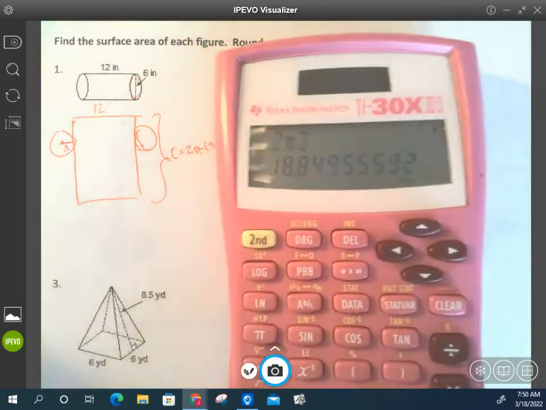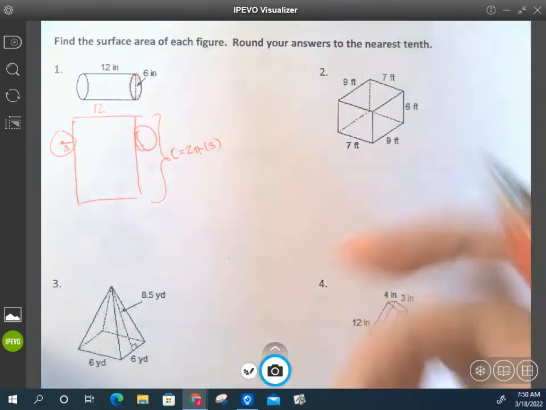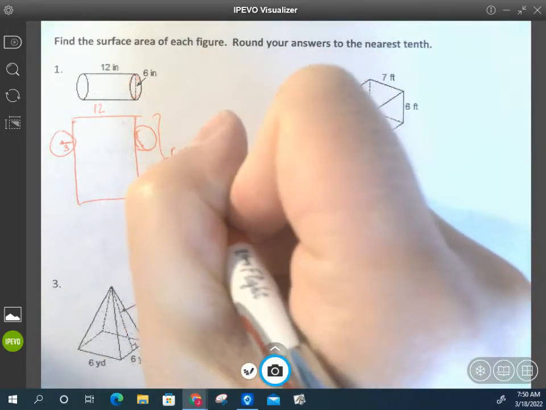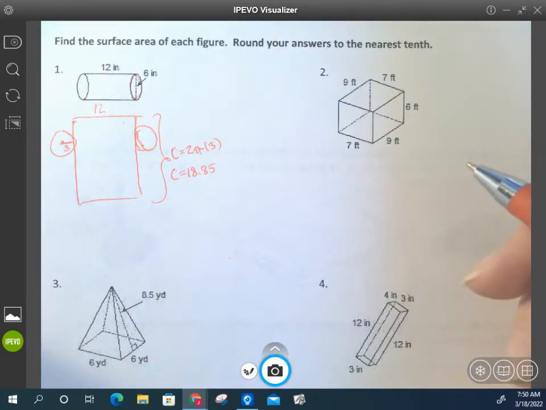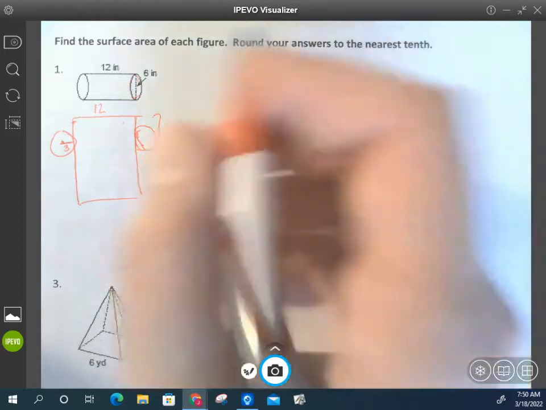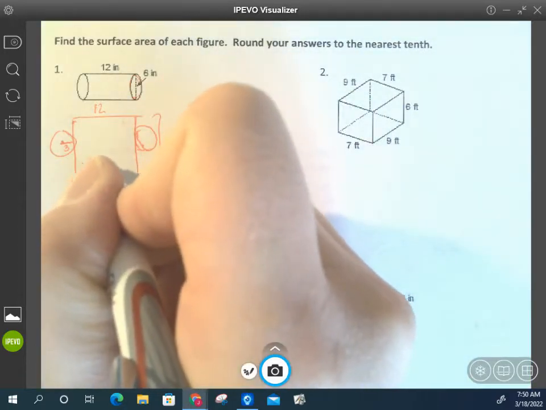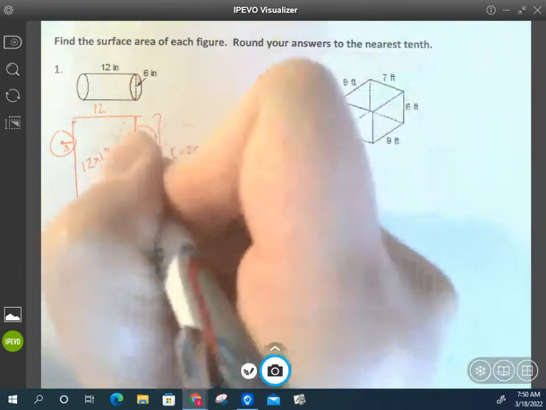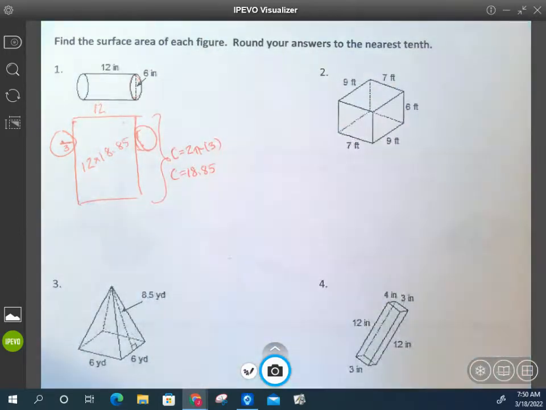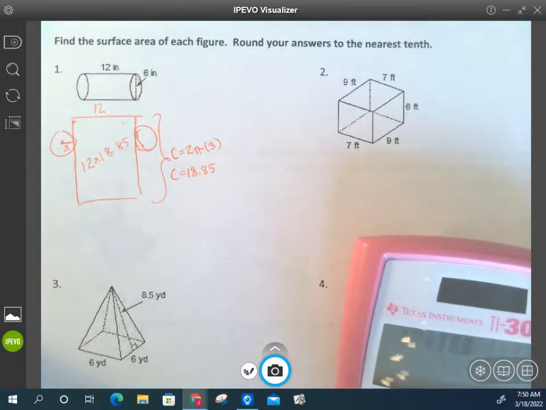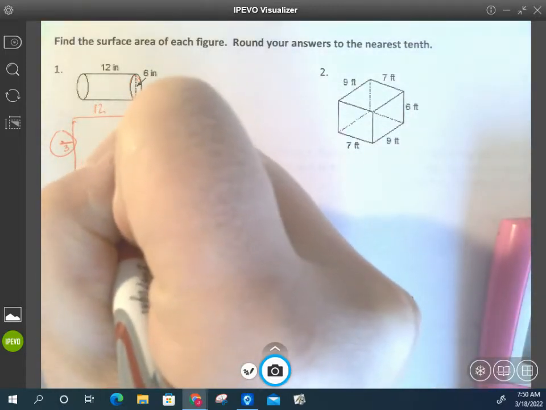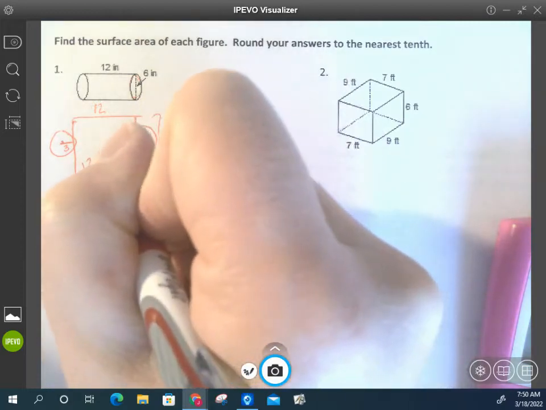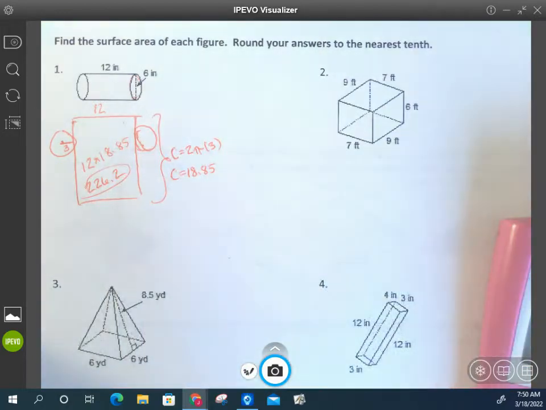I see what you're saying because you rounded it, right? So we'll go nearest hundredths. So the circumference is 18.85. All right, so with that in mind, the area of my rectangle is 12 by 18.85. Okay, so let's find that. 18.85 times 12 is 226.2. That's the area of the rectangle.